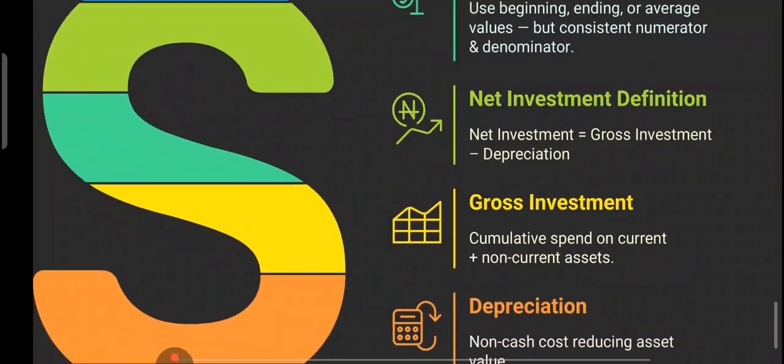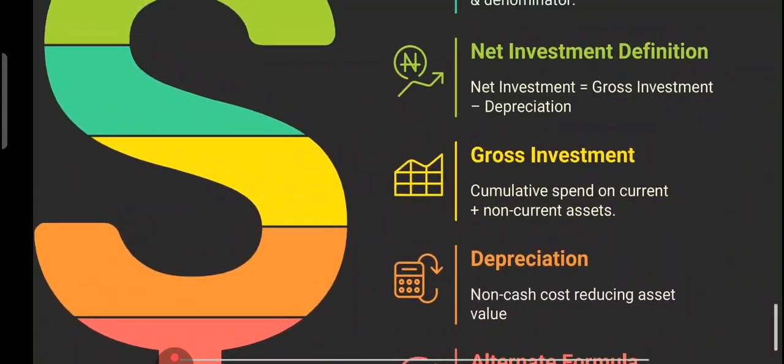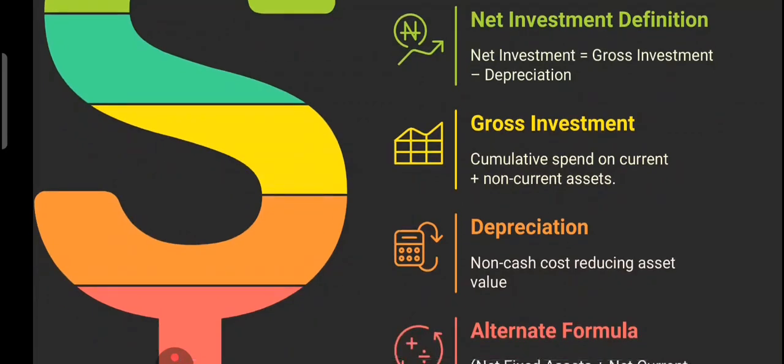Now then we have the net investment. It is the amount a company actually spends on new assets after accounting for wear and tear. So how much amount the company invests on new assets is called the net investment. It is equal to gross investment minus depreciation, just like net salary is equal to gross salary minus deduction.